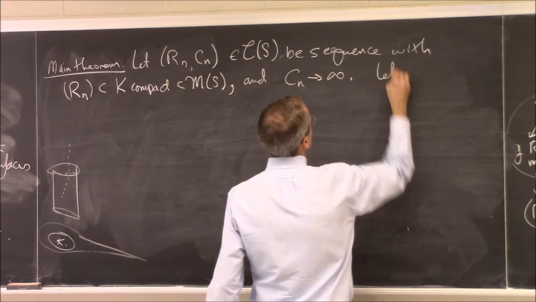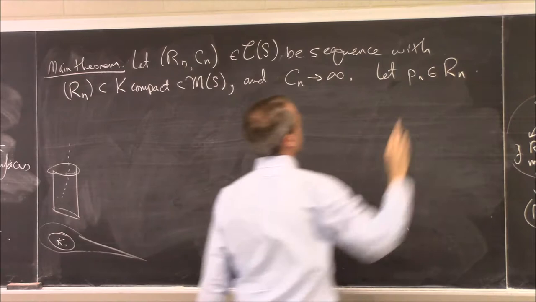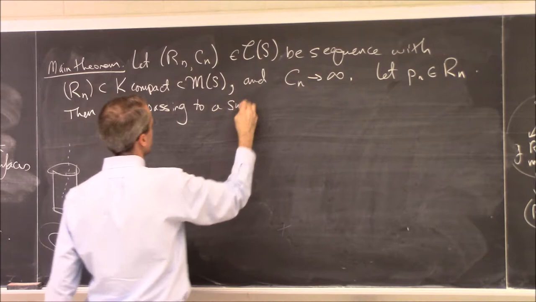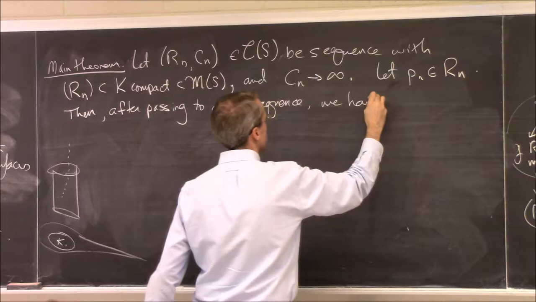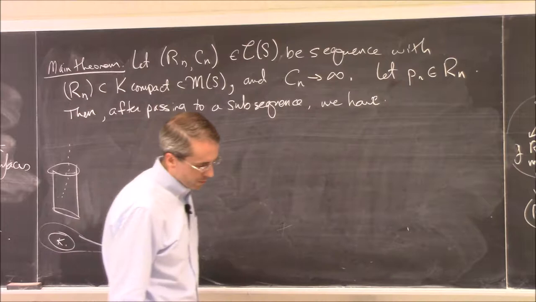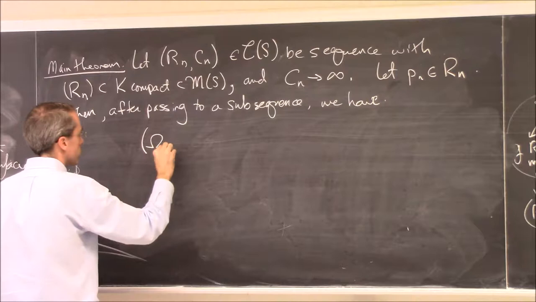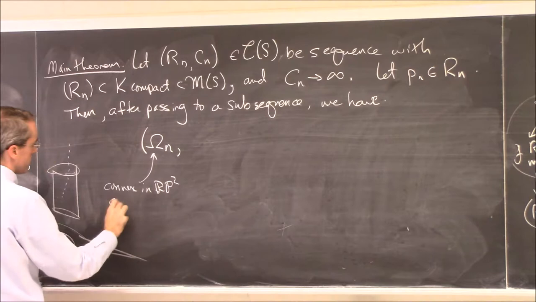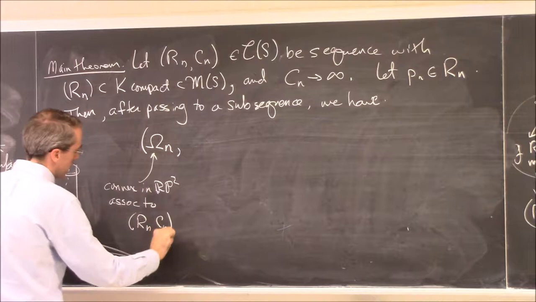Now, let Pn be a sequence of base points inside of the surfaces Rn. Okay, then, after passing to a subsequence, we have the following, that if omega n is the convex domain in RP2 associated to Rn, Cn by, I guess, the Labourie-Loftin theorem.